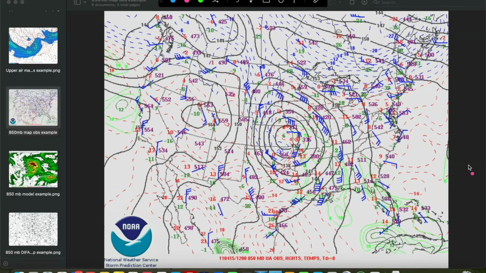The low-level jet is also often enhanced in the warm sector of low-level cyclones, which we can easily identify on 850 millibar maps as well. In general, we're looking for 850 millibar wind speeds in excess of about 30 knots when pinpointing the areas with the most robust low-level jet, and those winds will generally have a significant southerly component.